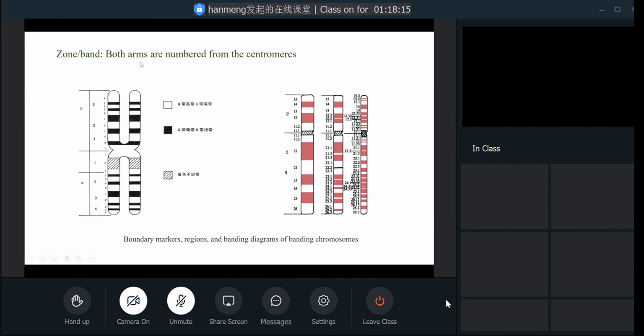And here it shows the arms are numbered from the centromeres. No matter the P arm or the Q arm, we number the regions from the centromere. So near the centromere, the regions are 1, 2, 3 from the centromere. Here you should know. Also the high resolution bands are named from the centromere, both on the short arm and the long arm.